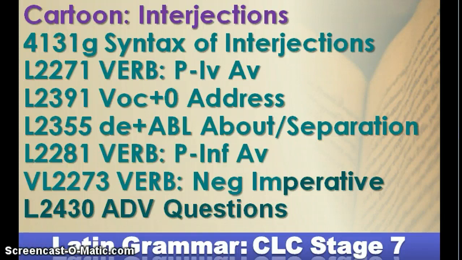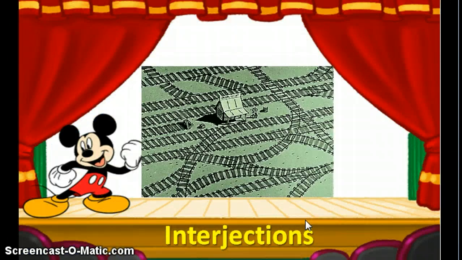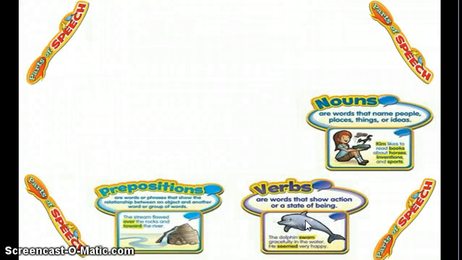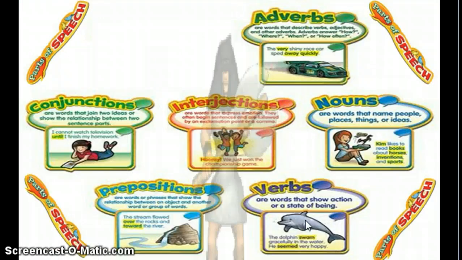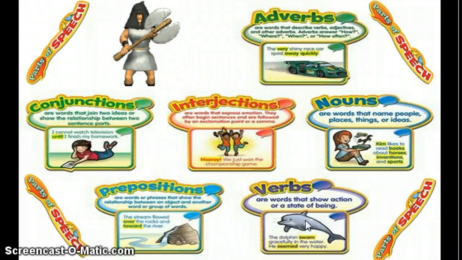Today we're going to be covering the present imperative active, the vocative address phrase, de plus ablative meaning separation or "about" depending on context, and talk about negative imperatives and adverb questions. Let's begin. Parts of speech we need are adverbs, conjunctions, interjections, nouns, prepositions, and verbs.